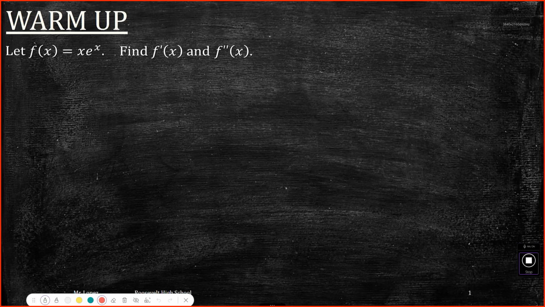So we're gonna find the first derivative and then the second derivative. First derivative, f prime of x. This is a product rule. First times the derivative of the second plus the second times the derivative of the first, which is 1.